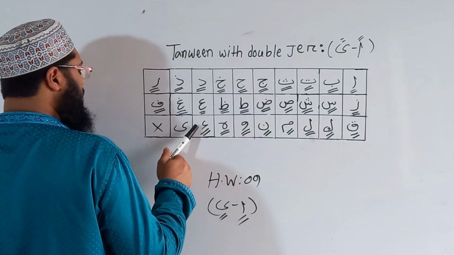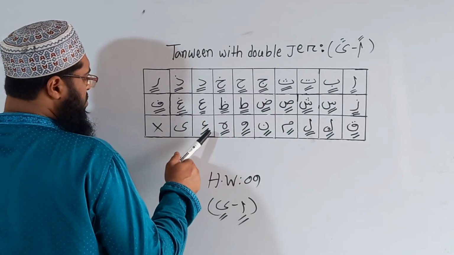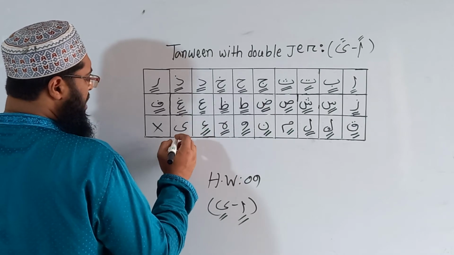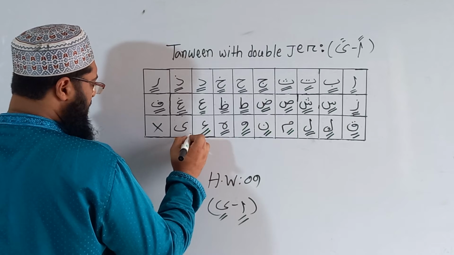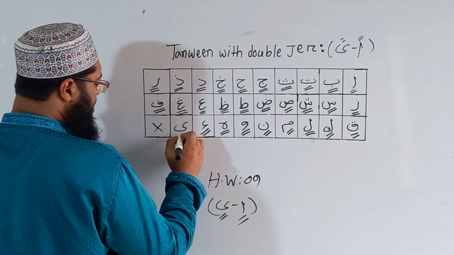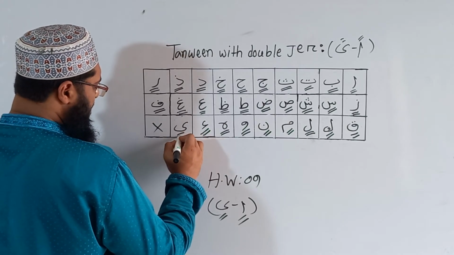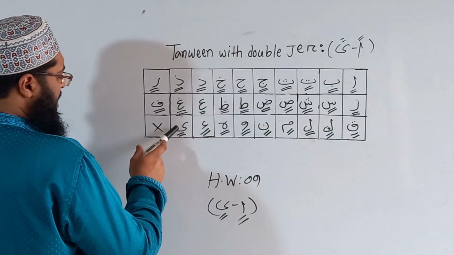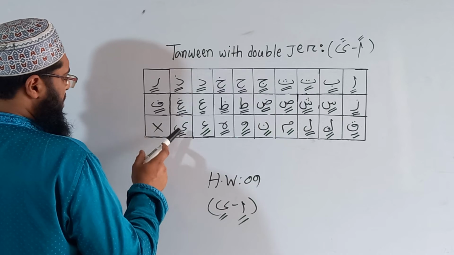You have to pronounce also this one Hamza Dui Zer In. Now my dear student, our last Arabic alphabet is Ya. Now I am giving double Zer under the Ya, and now we have to pronounce this one Ya Dui Zer In.